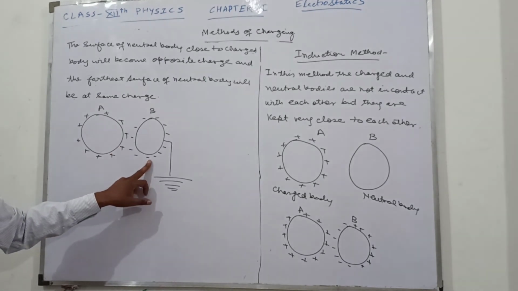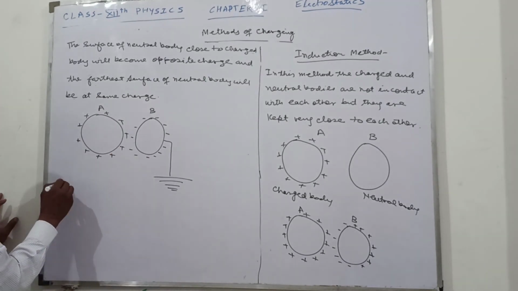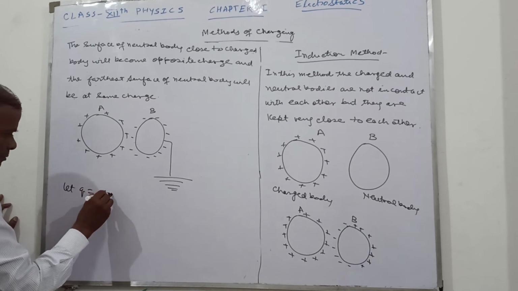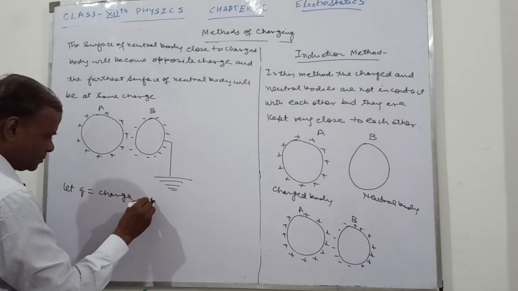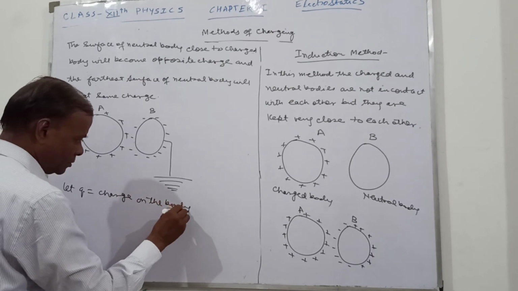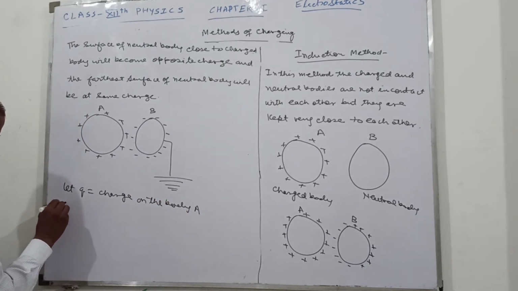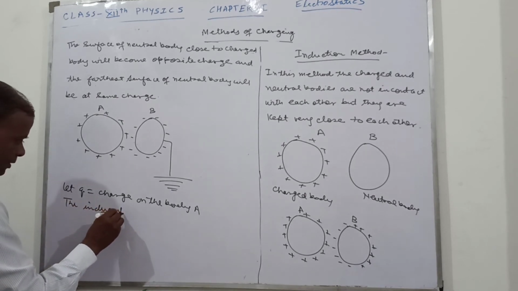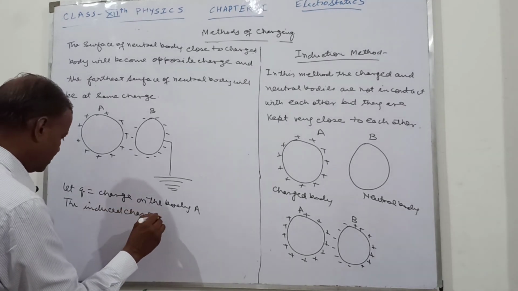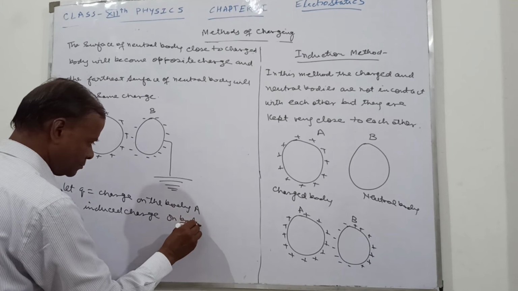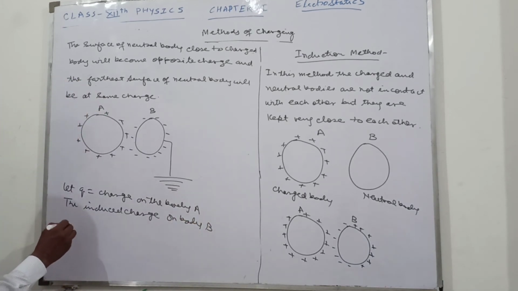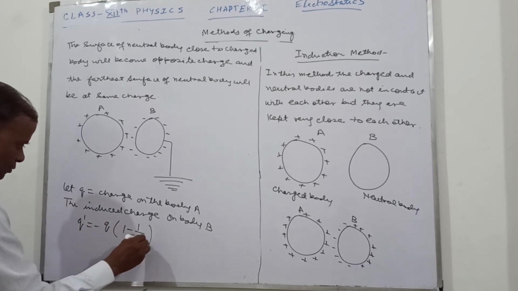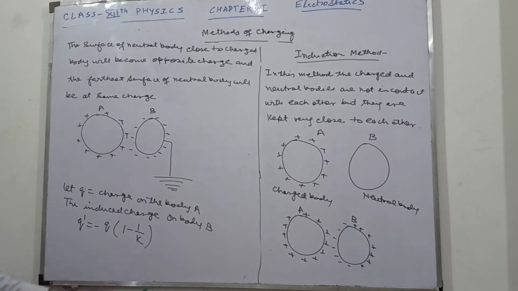So how much charge will be induced on the neutral body? Let Q equal to charge on the body A. So the induced charge on body B, that is Q dash, equal to minus Q into 1 minus 1 upon K. K is the dielectric constant.